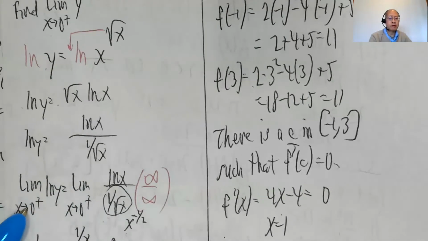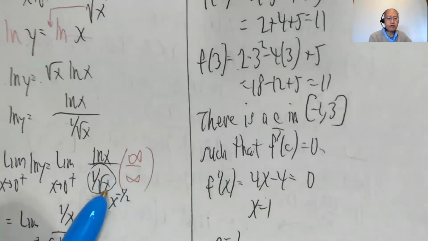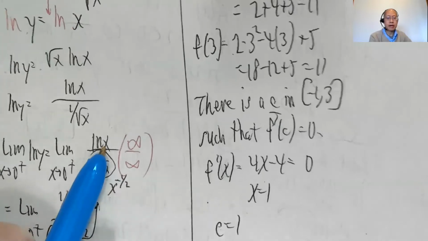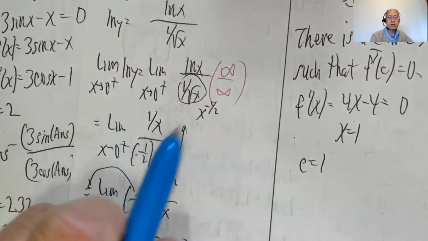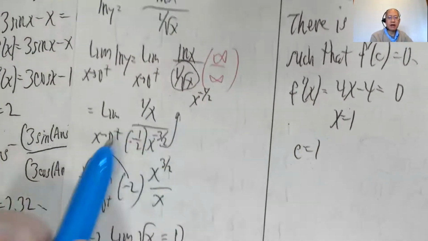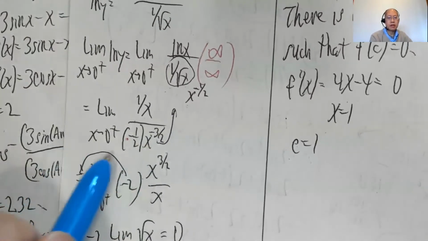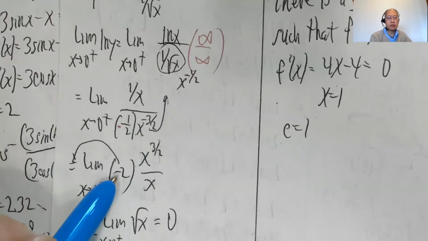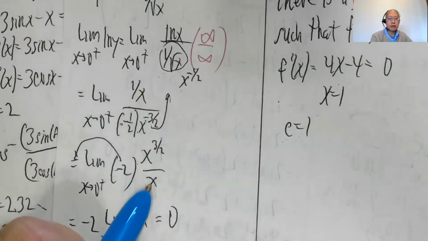Now limit as x approaches 0 from the right of ln y is the limit as x approaches 0 from the right of this. This is infinity over infinity. When x approaches 0 from the right, the top goes to negative infinity, the bottom goes to infinity. So L'Hopital's rule applies. So take the derivative of the top, 1 over x. The bottom is x to the negative 1/2, whose derivative is minus a half x to the negative 3/2. There's a negative there. Clean it up: dividing by negative a half is the same as multiplying by negative 2. X to the 3/2 on top, 1 over x in the bottom.